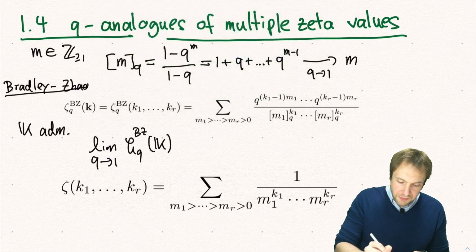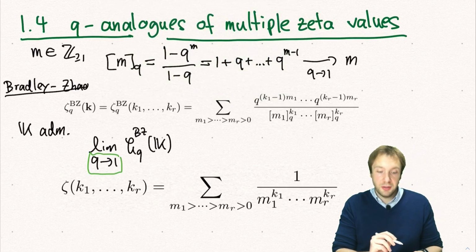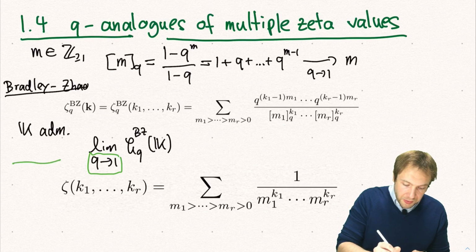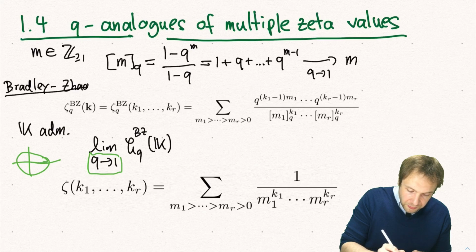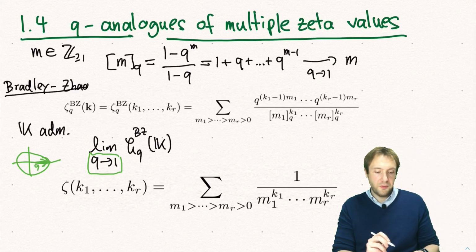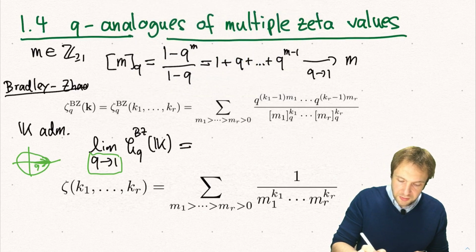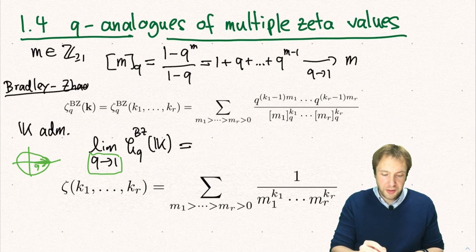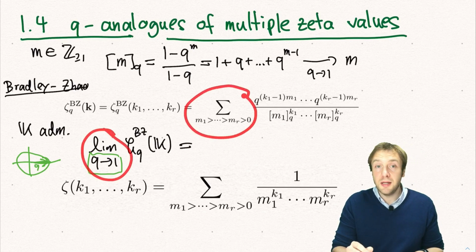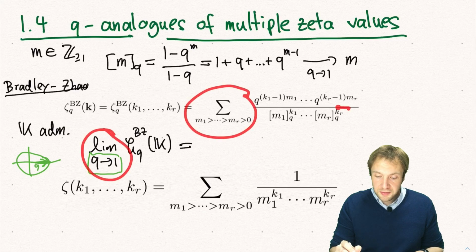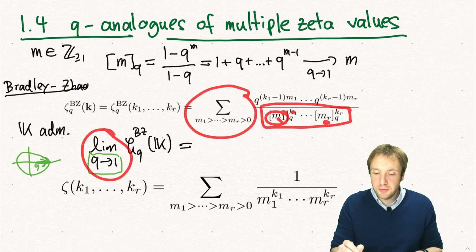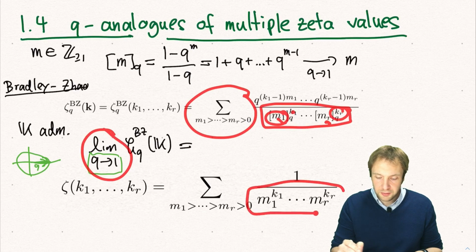And also every time in the following, if I write q goes to 1, what I mean is that q is an element in the unit disk and it goes to 1 on the real axis from the left. And with this, one can argue why it's allowed to interchange the limit and the summation here, and then sending q to 1 in this thing here. Here we will just get m1 to the k1 up to mr to the kr, so exactly this.